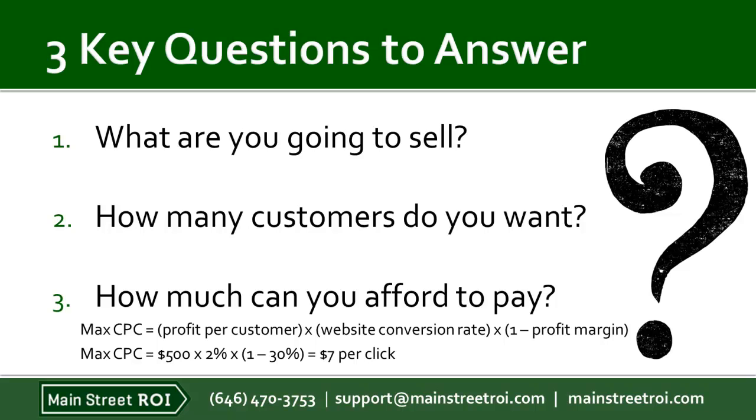And this is a really critical number to figure out early on, because different keywords are going to cost different amounts, and we'll use a tool in the next step to figure out how much the keywords are going to cost. And if you know that your maximum cost per click is $7, that will determine which keywords you can afford to bid on and which ones might be just out of your budget.